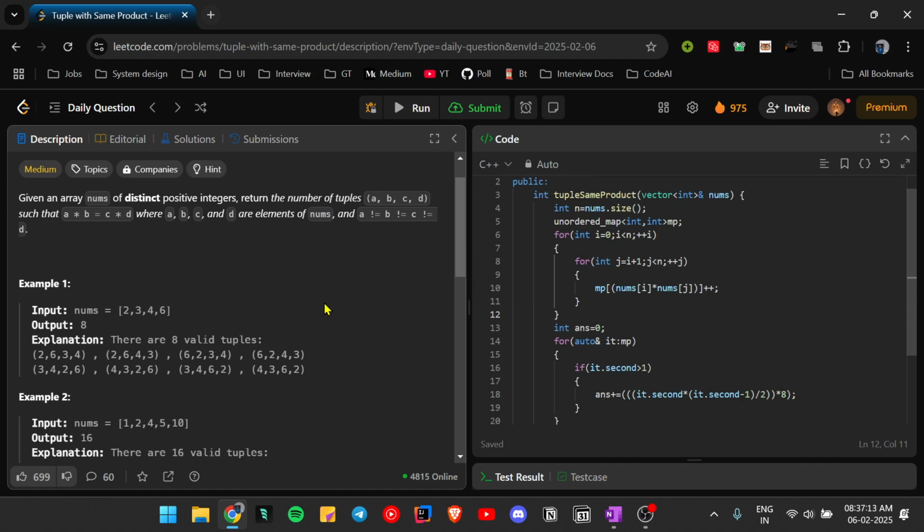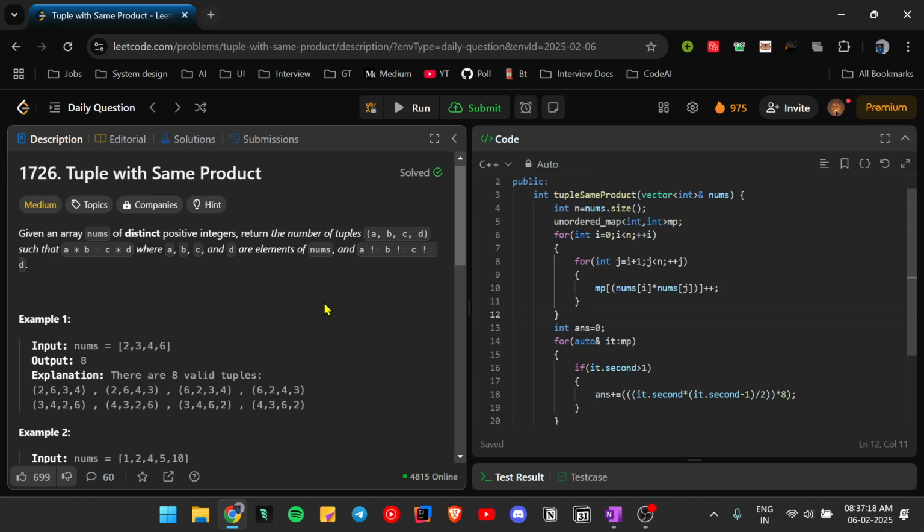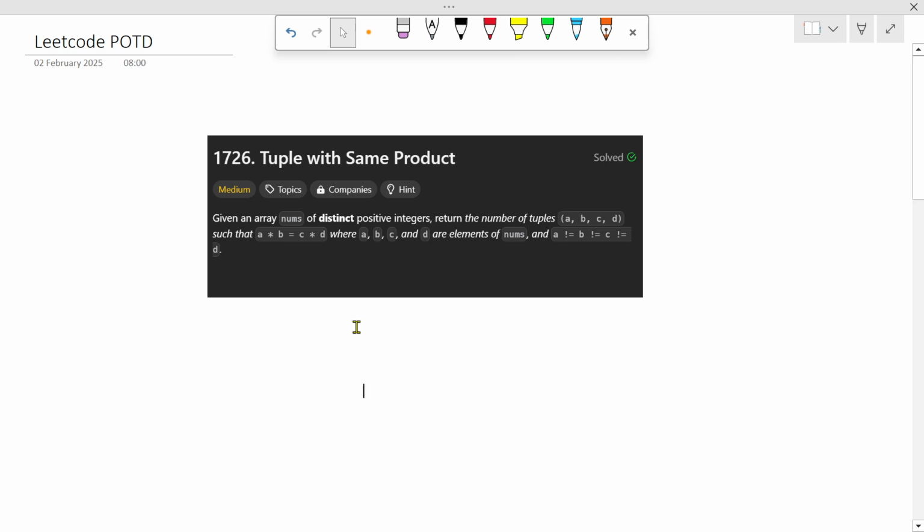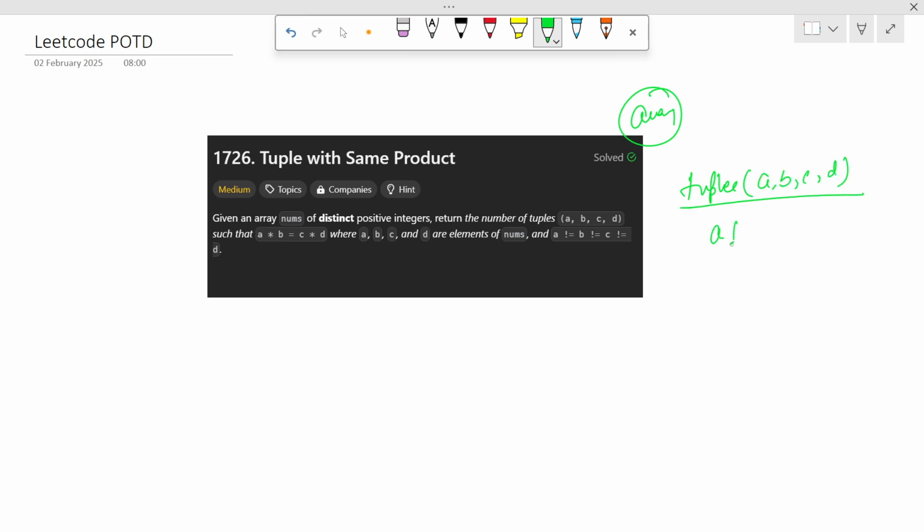Then we have to look at the example test cases so that you can understand how we actually have to implement this problem and how we approach it. First we are given an array of distinct positive integers, and our goal is to find the tuples. We are given a tuple (a, b, c, d), and in this tuple, a times b is equal to c times d, and we have to find this.